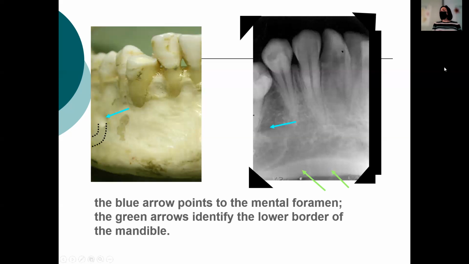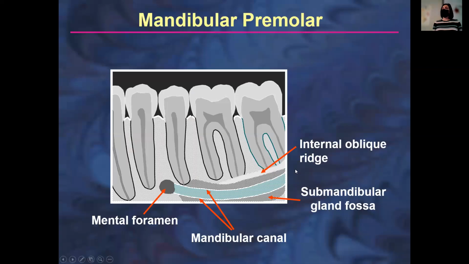So the blue arrow points to the mental foramen over here. You can kind of see it over here. It's kind of a weird place. A lot of times when you see the mental foramen, you'll see it more like here, or you could see it here, or you could see it here. That's kind of a weird picture. I would not use that one for an exam because to me that doesn't look super obvious. But then you can see the inferior border of the mandible.